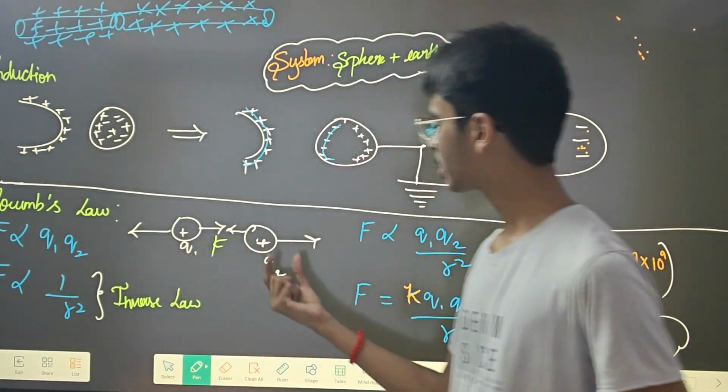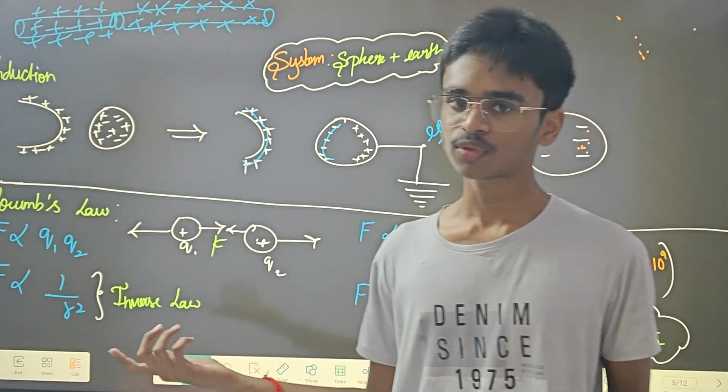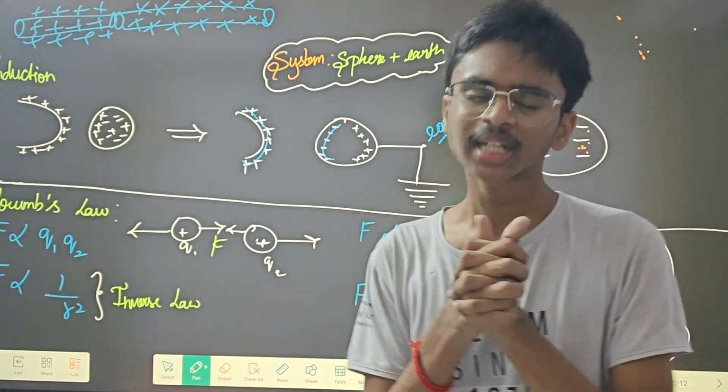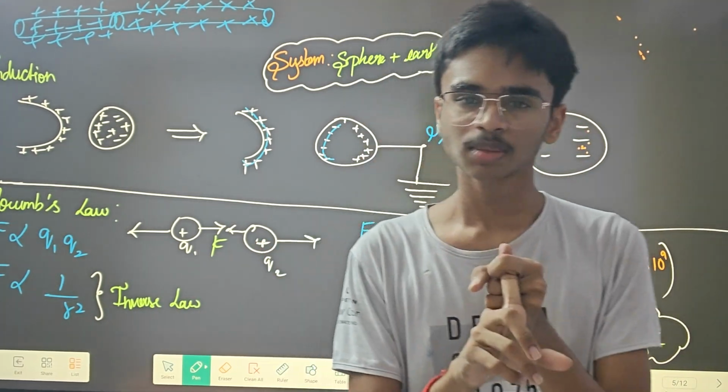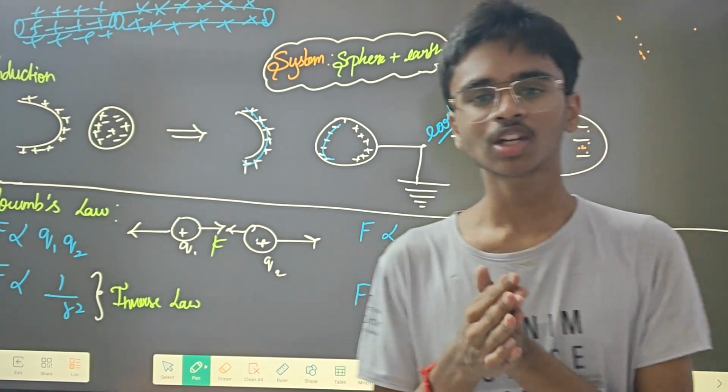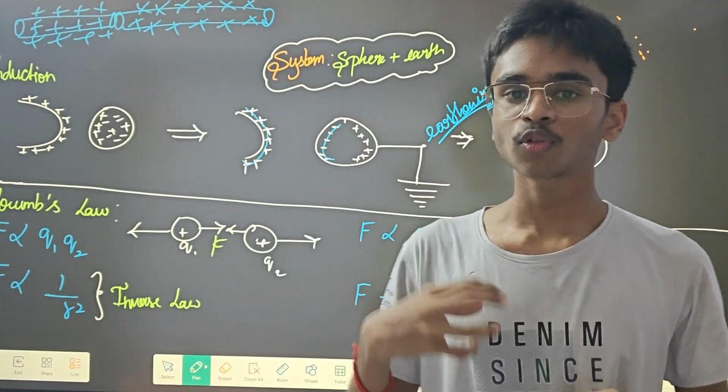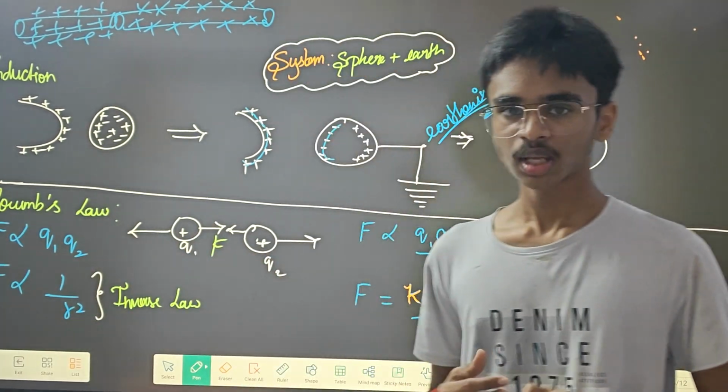When one is positive and the other is negative, it automatically becomes an attractive force. No matter whether it is repulsion or attraction, there will be some sort of force. To calculate that force, we are using Coulomb's law.